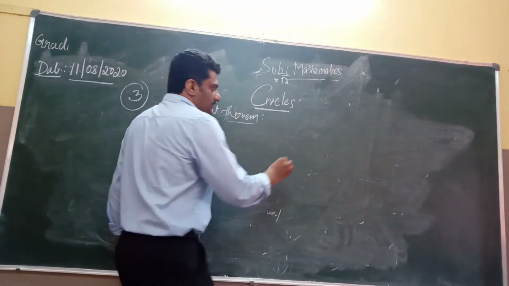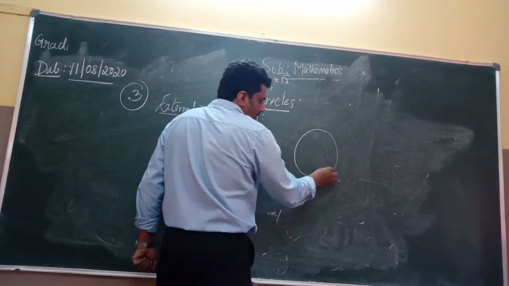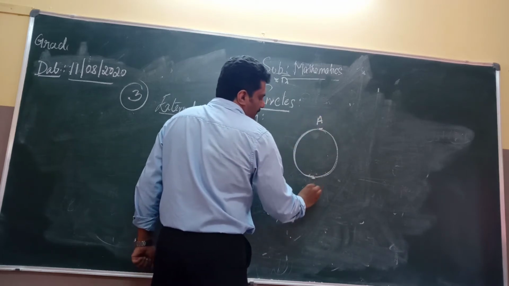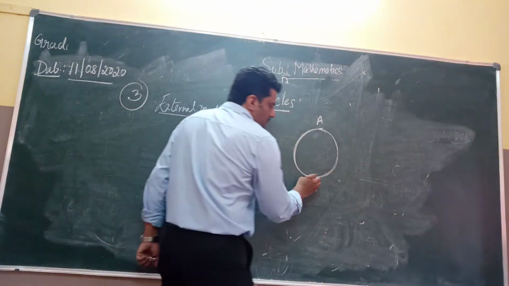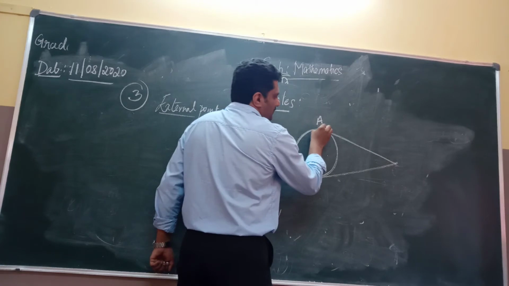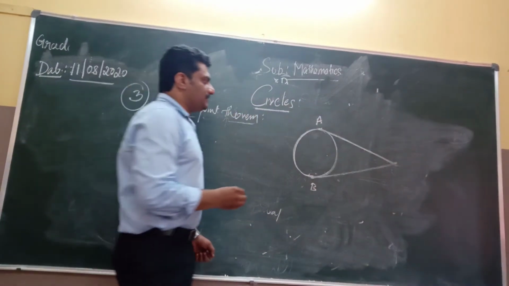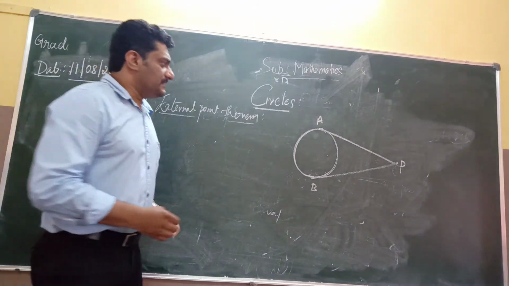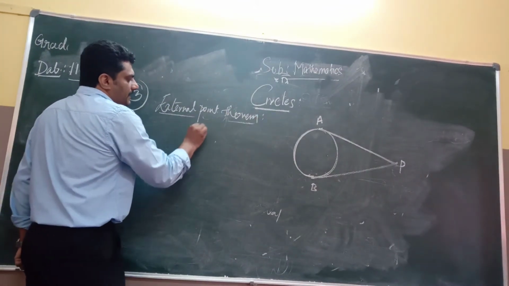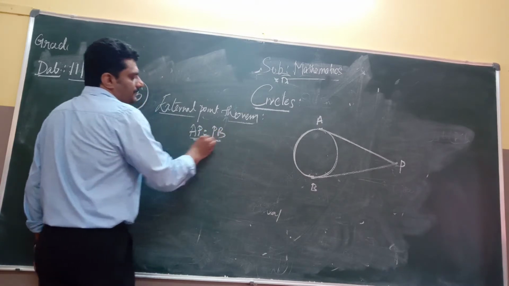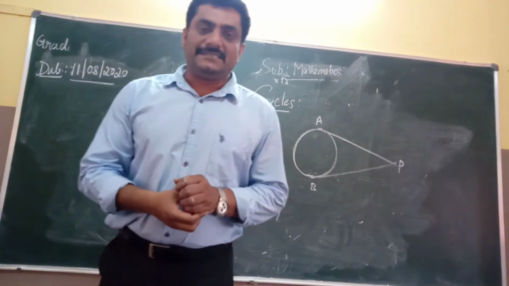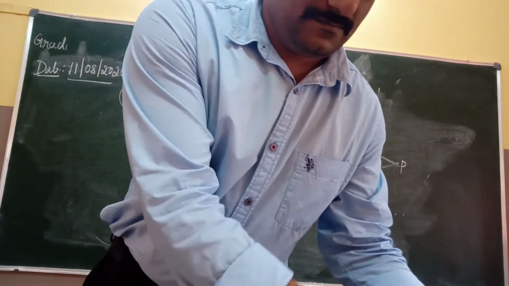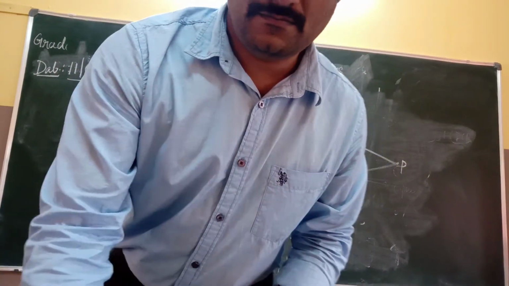What it says here is, you have a circle, and you have here A, here B. When you draw a tangent like this, this is P. When you draw a tangent like this, these two tangents, AP is equal to PB.